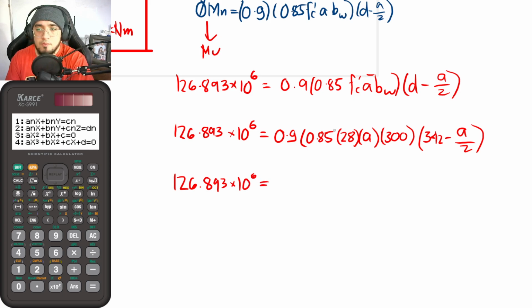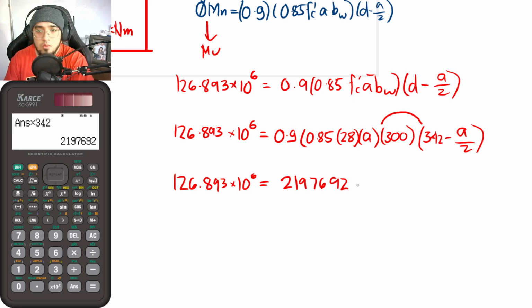This is now equal to, so if I am to multiply all of this, that is 0.9 times 0.85 times 28 times 300. So that is now equal to 6426A. But if I want to multiply that by 342, I will now just be multiplying this by 342. So that is now equal to 2197692A. Okay, so what about for this one here?